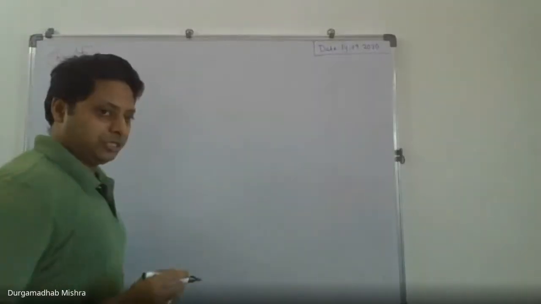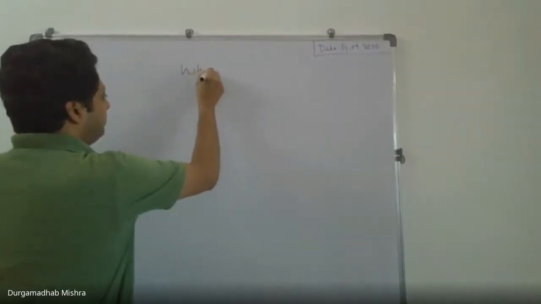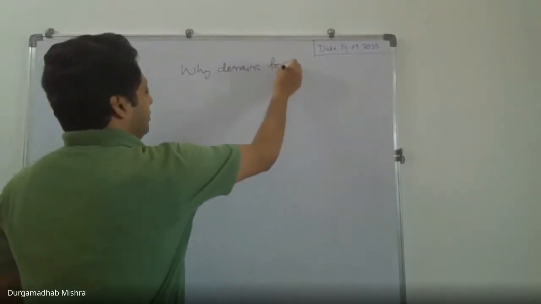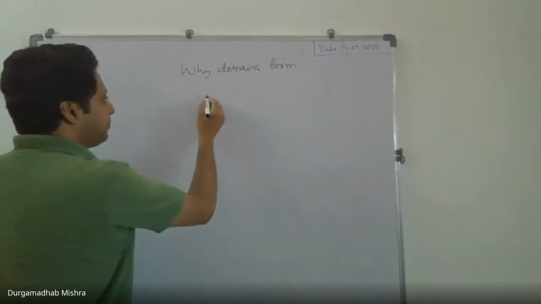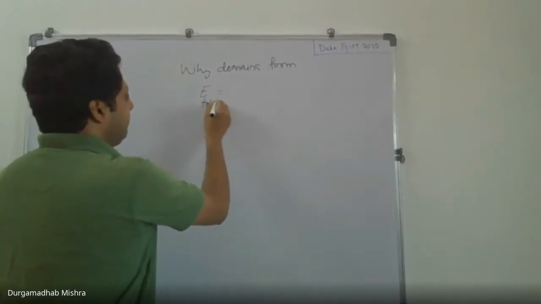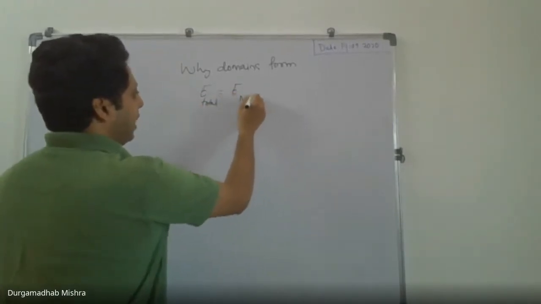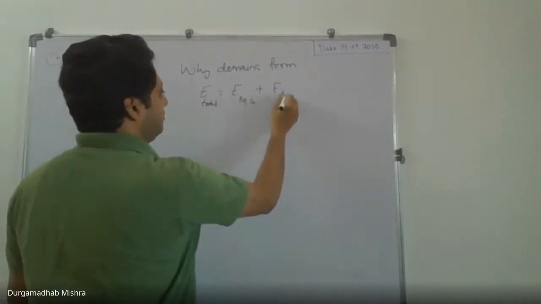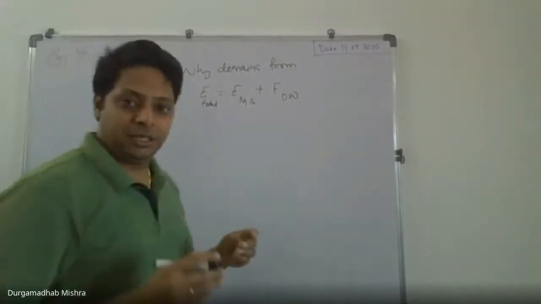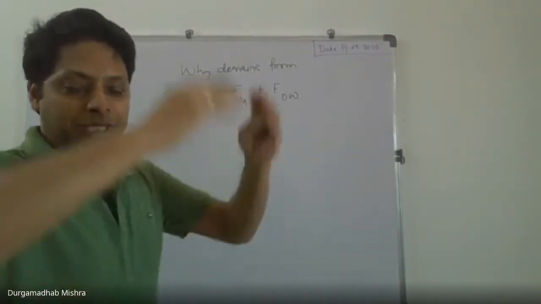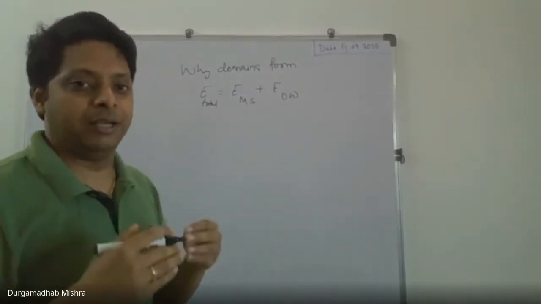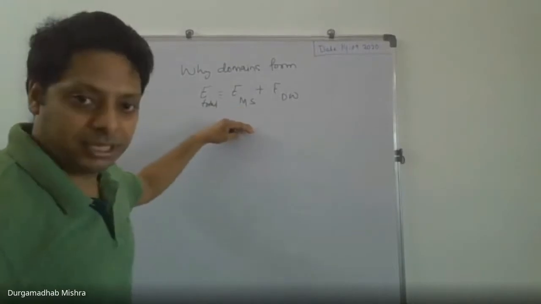In the last class, we were discussing why domains form. What we saw is that we have an interaction: the total energy is a function of the magnetostatic energy plus the domain wall energy. The magnetostatic energy wants the magnetic flux lines which go out in a single domain state to be confined as much as possible, so that the magnetostatic energy will decrease.